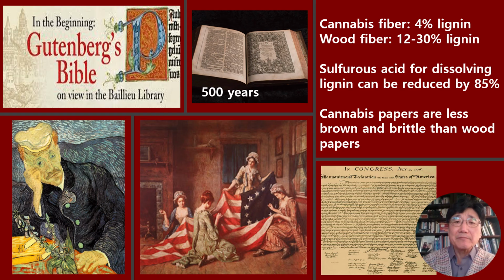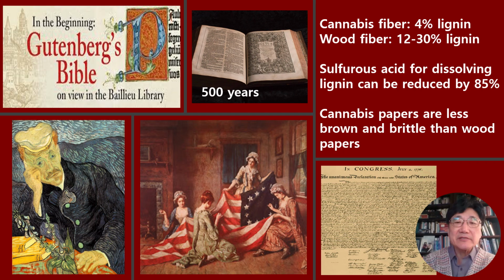Now, let's look at some examples of hemp use in modern times. Cannabis fibers have been used for similar purposes. The world's first Bible and the Declaration of Independence are also written on cannabis paper. They are well preserved after 500 and 250 years, respectively. The lignin content of cannabis fiber is only 4%, which is significantly lower than that of general wood pulp, 30%.